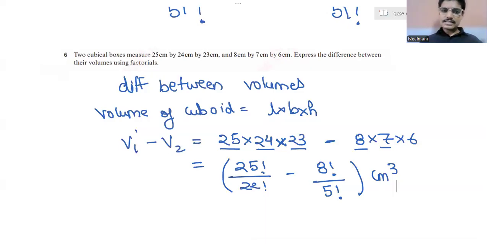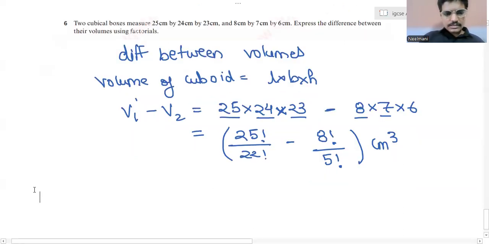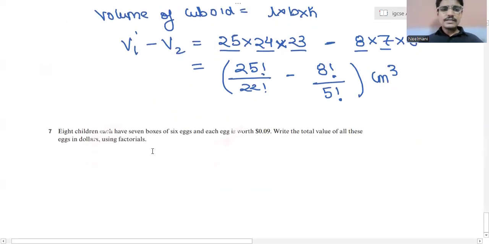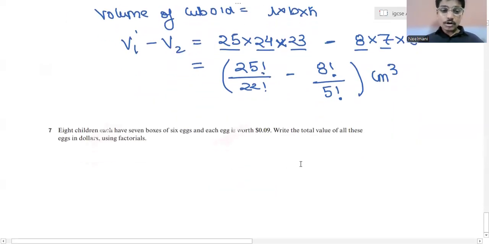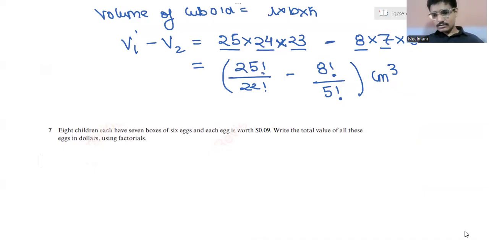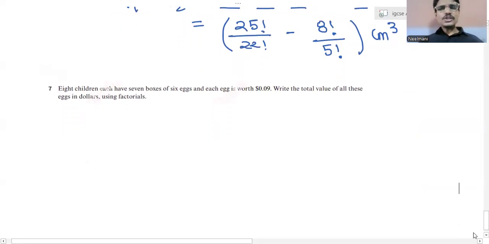Now, just see this type of sum. The last sum of this exercise is question number 7, which says: 8 children each have 7 boxes of 6 eggs, and each egg is worth $0.09. Now, write the total value of all of these eggs in dollars using factorials. How would this sum come out?